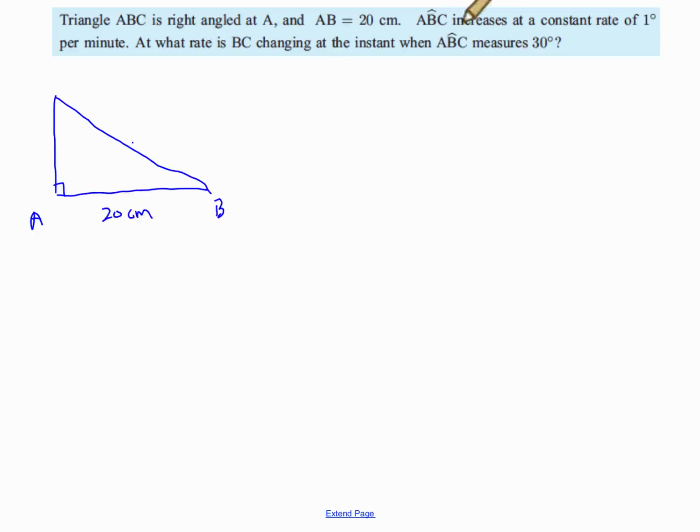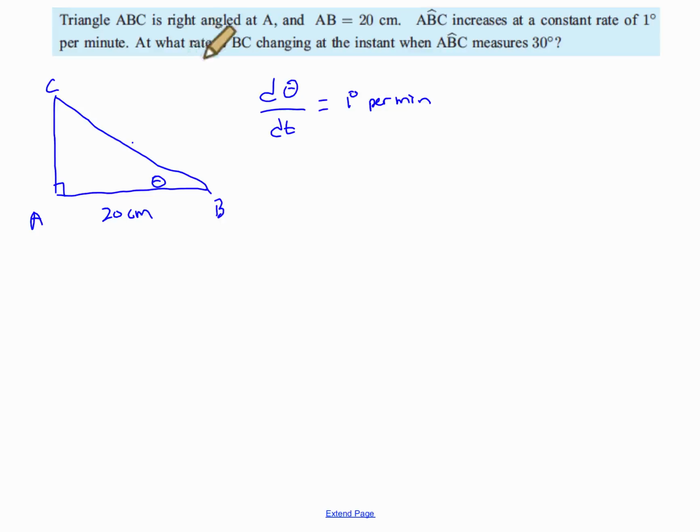Angle ABC, so this must be C, increases at a constant rate of 1 degree per minute. I'm just going to jot that down. dθ/dt, if I let theta be angle ABC, that's going to be 1 degree per minute.